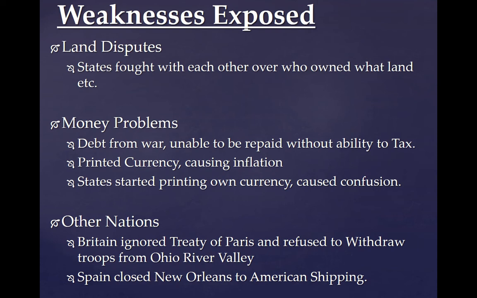So basically, Great Britain was ignoring some of the stipulations of the Treaty of Paris, and you had some of their troops refusing to withdraw from the Ohio River Valley. And you had Spain causing some problems as well, closing down New Orleans at the time, which they owned, to American shipping. That ultimately needed to be dealt with in some capacity too, and you needed a relatively strong central government in certain cases to be able to handle some of these things, since the document was written in the way that it was.